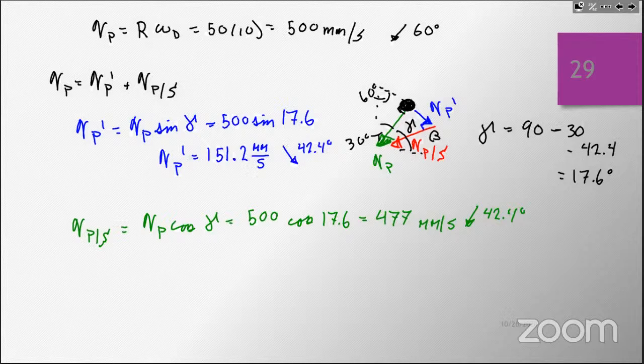So we got VP with respect to S. But we know something else. We know another thing here that's going to help us, and I'm going to draw my Geneva mechanism again here.